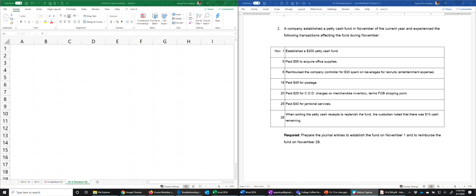Company established a petty cash fund in November of the current year and experienced the following transactions. Okay, so let's journalize them. All right, that's what the question is asking for. Prepare the journal entries to establish the fund on November 1st and to reimburse on November 28th. All right.